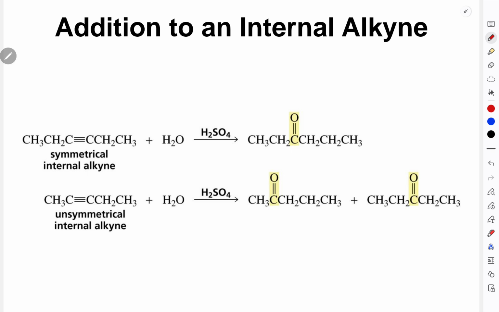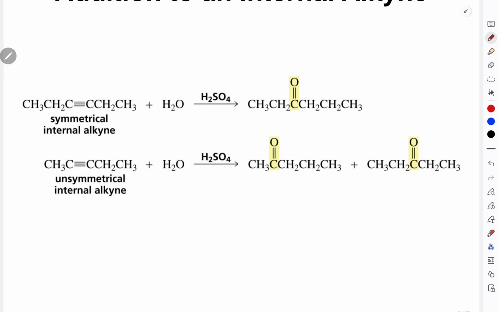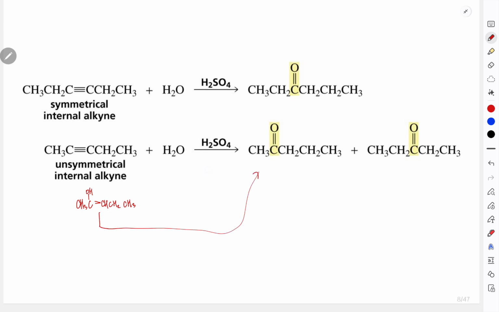Tautomerization will give you this product. Or you can imagine enol formation on this carbon, and tautomerization of this form will give you the second ketone product. That's why you're getting two different products in this case. But in the above case, it's a symmetrical case, so it doesn't matter. It's the same enol, so you're getting only one single ketone.